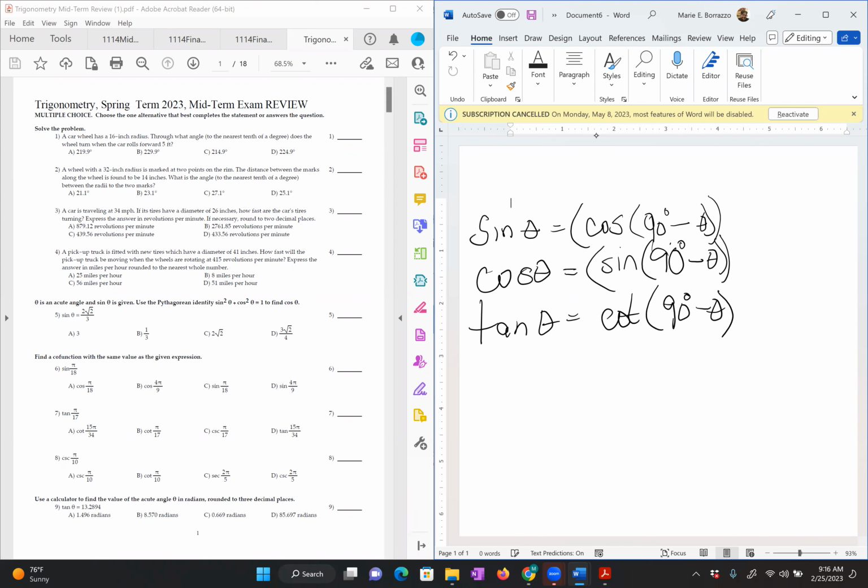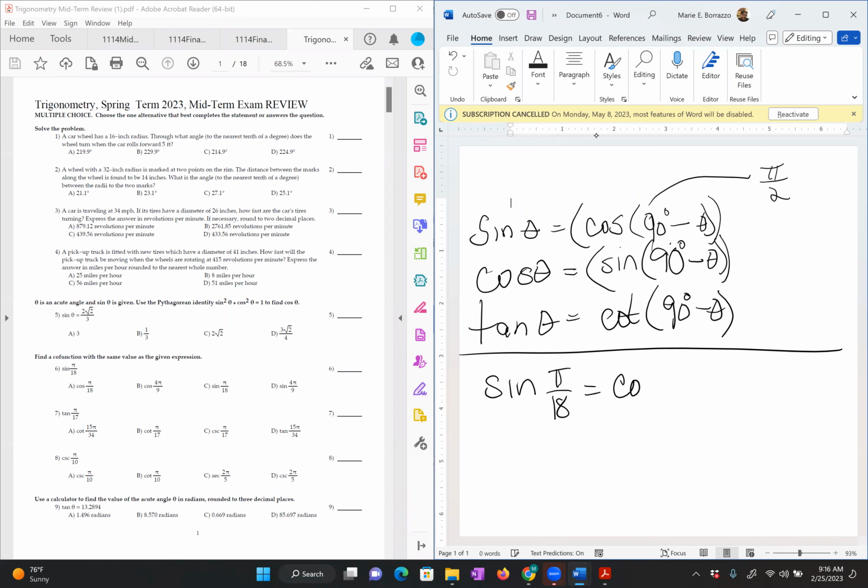The only change that you may observe in some of these is that instead of 90, they'll use pi over 2 if we're dealing with radians. So as this example, we have sine. The question that they gave you is sine of pi over 18.